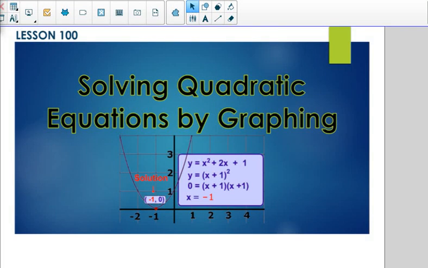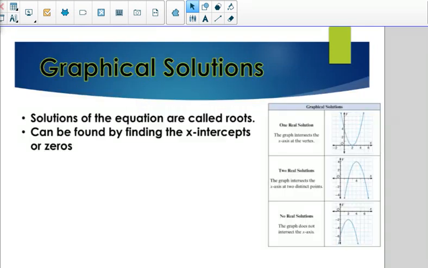Welcome to lesson 100, solving quadratic equations by graphing. So when we are graphing quadratics, we are trying to find the solutions to these quadratics. And the solutions to these quadratics are always trying to find out what is the x-coordinate on our coordinate plane.